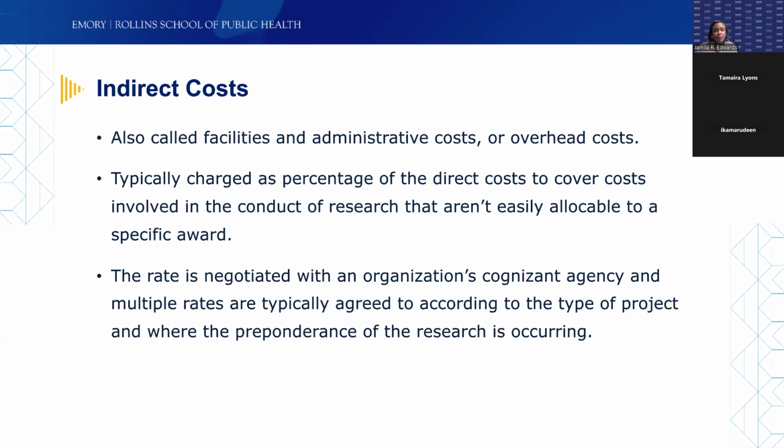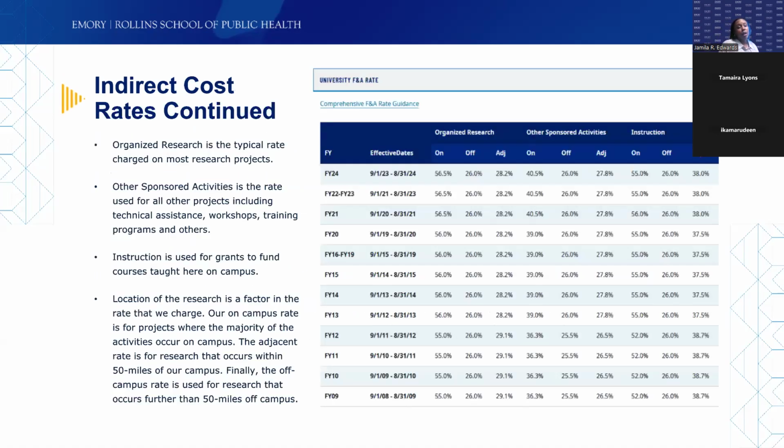Typically, that's based on a rate that's negotiated with your organization's cognizant agency. In our case, it is the Department of Health and Human Services. And we have multiple rates that are agreed to depending on the type of project and where the preponderance of the research is occurring. So by that, I mean, if you look at our most recent negotiated rates, and I say recent, and it's all the way back to FY24.